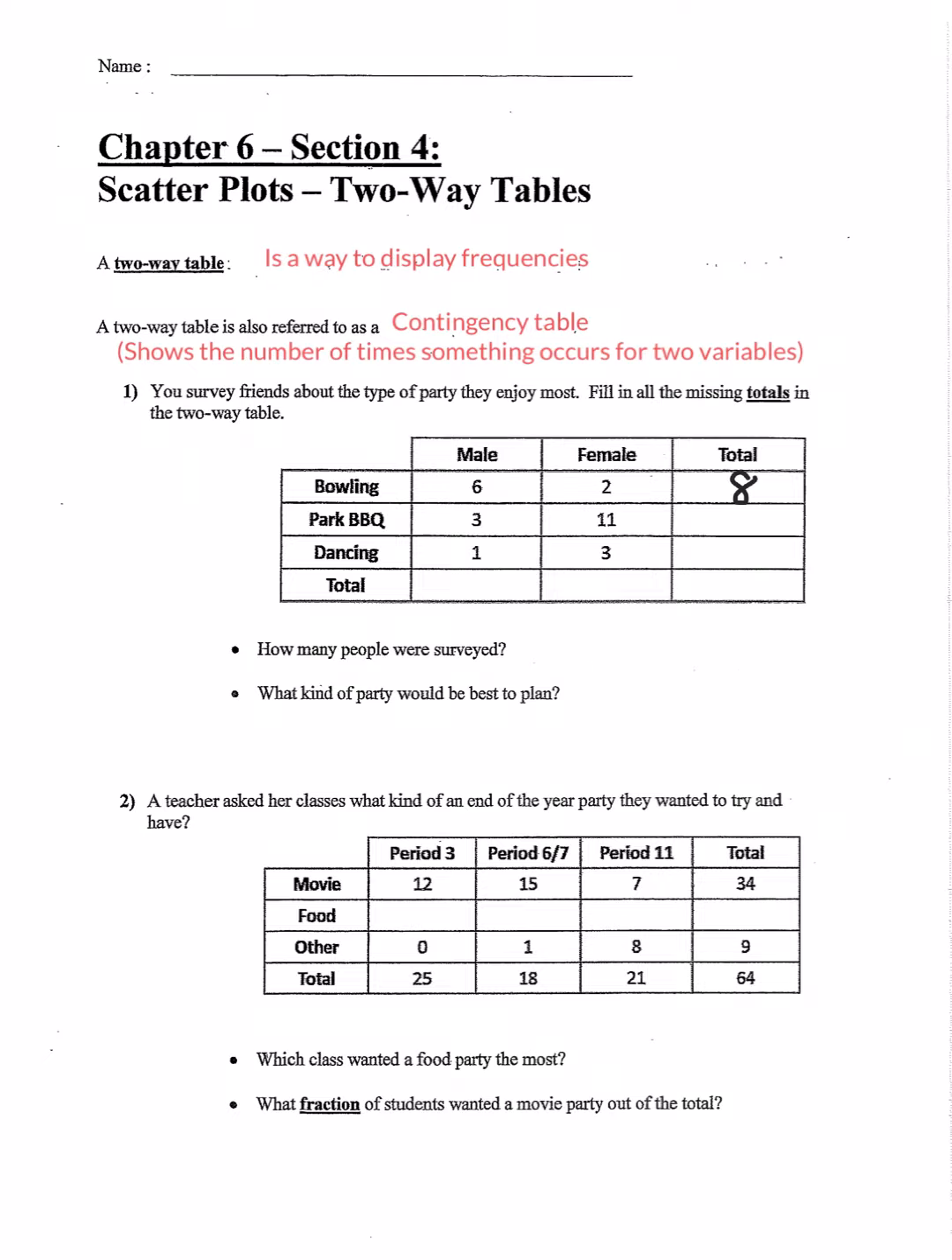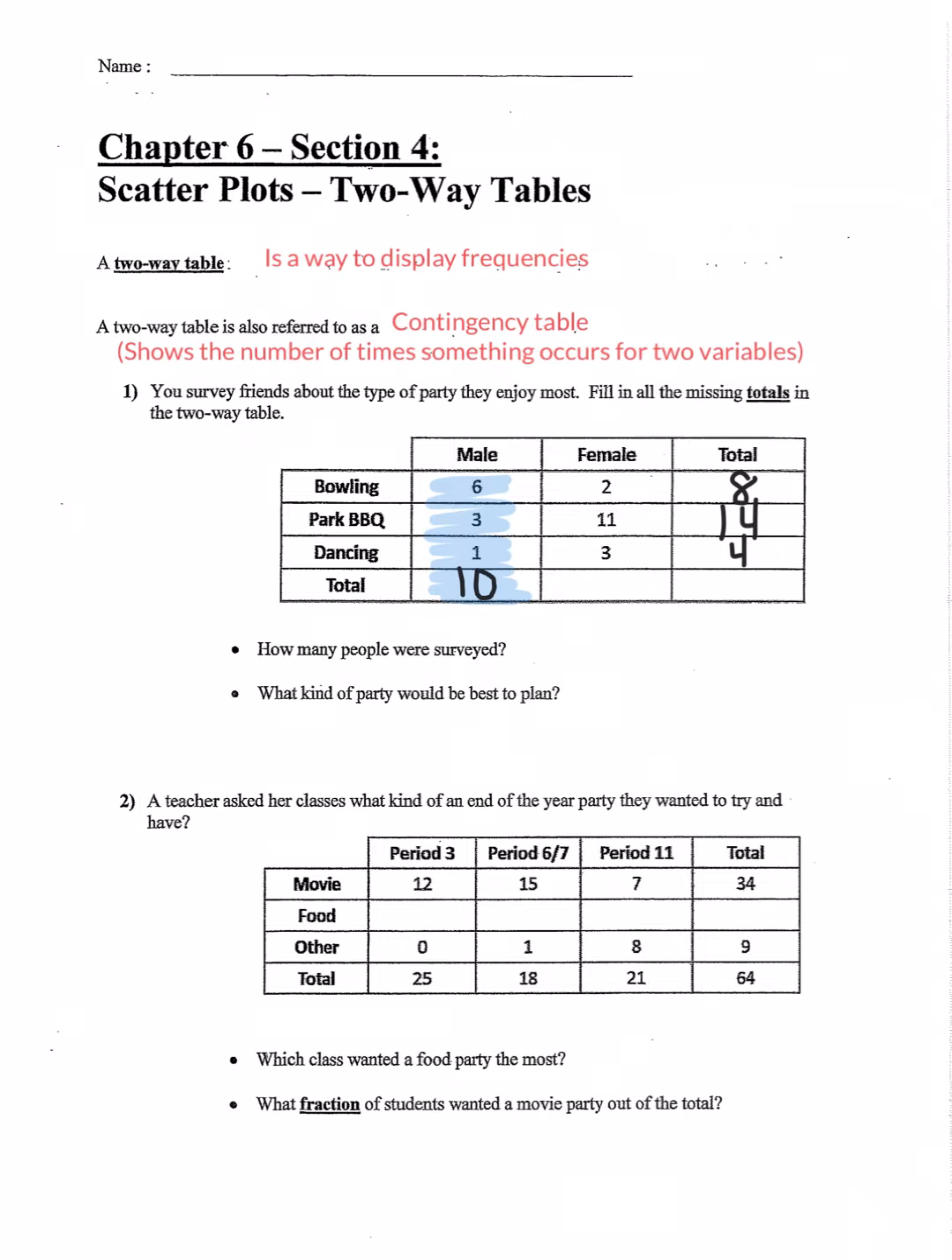Barbecue, I have 3 males and 11 females. So I'm going to add across and I get 14. And then dancing, I've got 1 male and 3 females, so I have 4. Now we can also add down the columns. So I can add the male column right here. I can add these 3 to come up with an answer right down here. When I do that, 6 plus 3 plus 1 is 10.